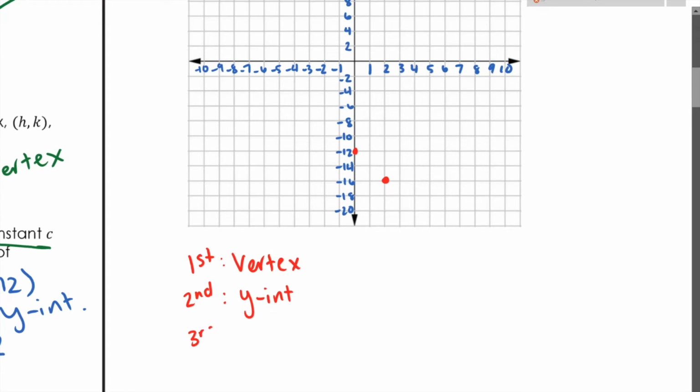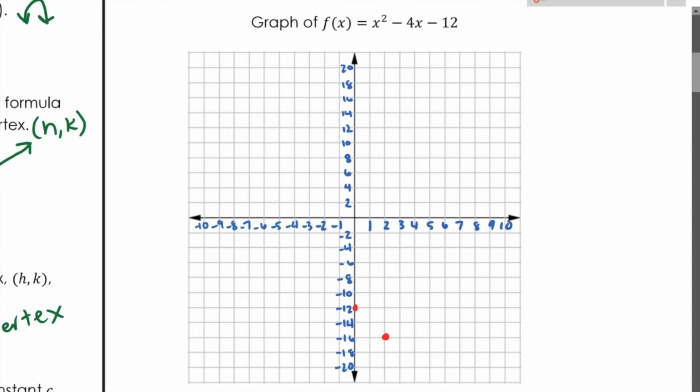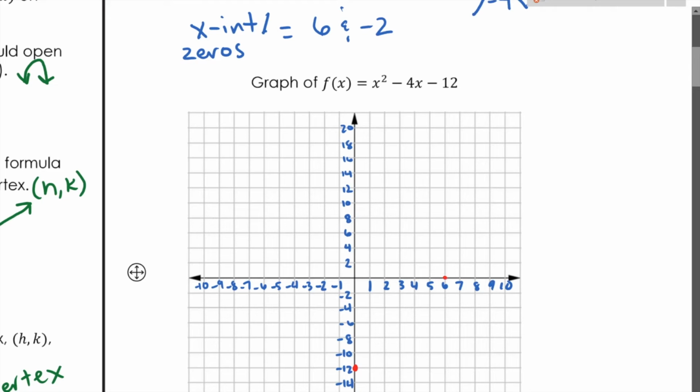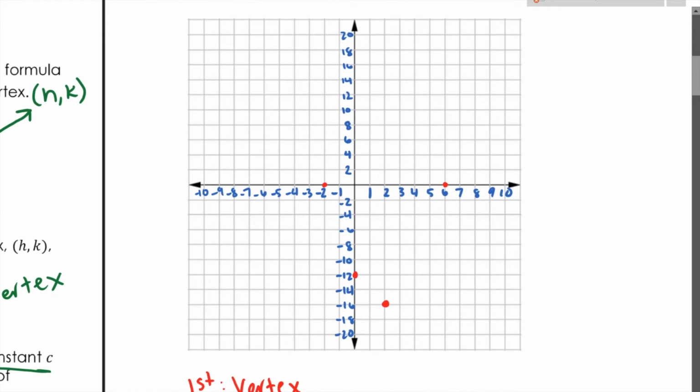Third is going to be your zeros, or your x-intercepts. Now remember, this is where they cross the x-axis. Those two numbers are 6 and negative 2. So the first one we're going to plot is 6, and the second one is negative 2. And there we go. Now I connect my dots. And beautiful.